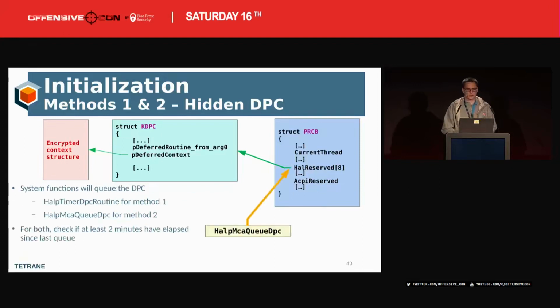What's interesting here is that there is a system function, a legit one, which will actually queue this DPC at some point. For example, it may be regarding some transition from one state to another. And once it occurs, it will check if the HalReserved entry is zeroed or not. And if it's not, it will just queue the DPC. And it will just make a little check so that PatchGuard is not triggered too much. So it will only check that at least 2 minutes have elapsed since the last queue.